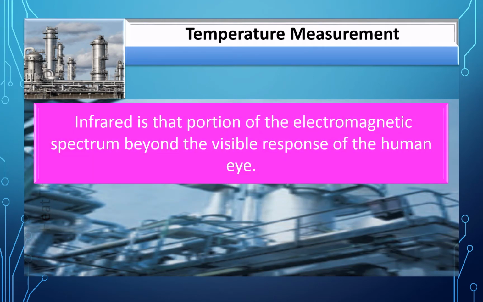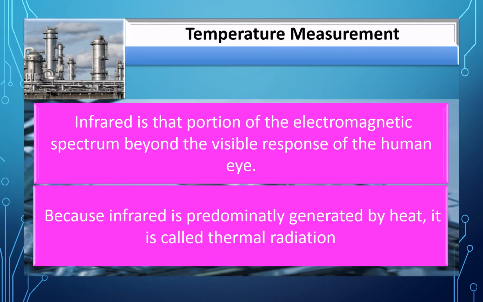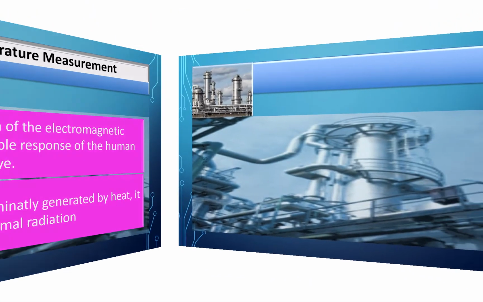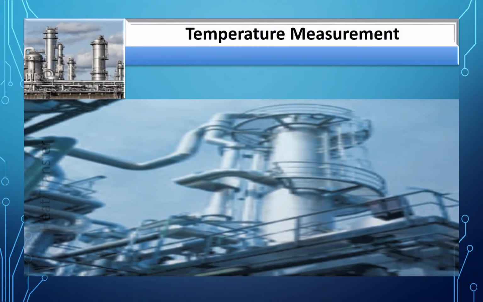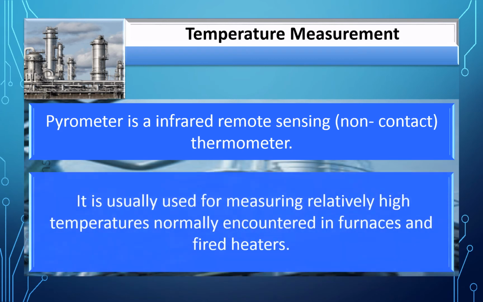Infrared is that portion of the electromagnetic spectrum beyond the visible response of the human eye. Because infrared is predominantly generated by heat, it is called thermal radiation. A pyrometer is an infrared remote sensing, non-contact type thermometer. It is usually used for measuring relatively high temperatures normally encountered in furnaces and fired heaters.